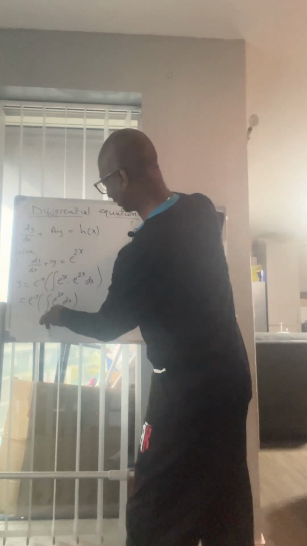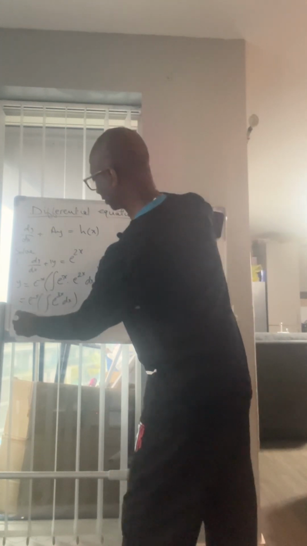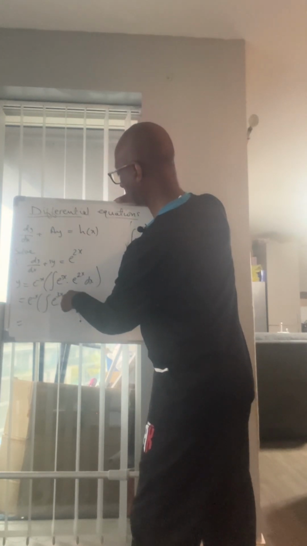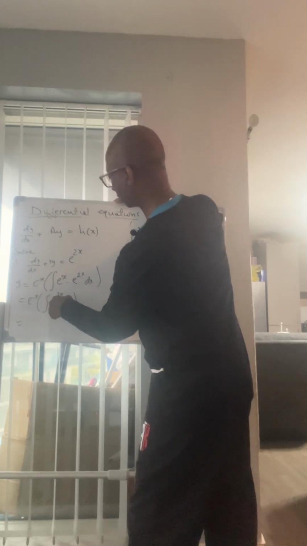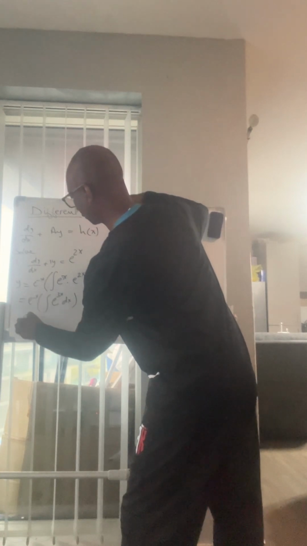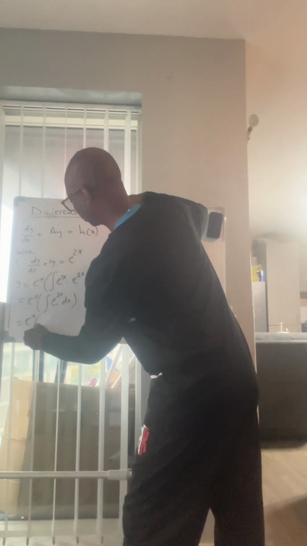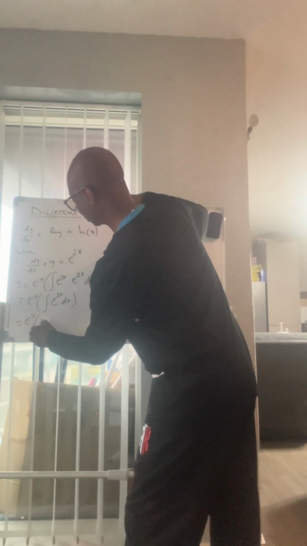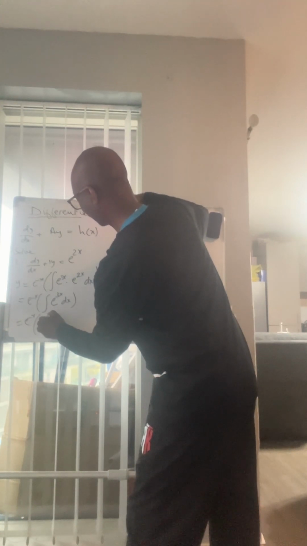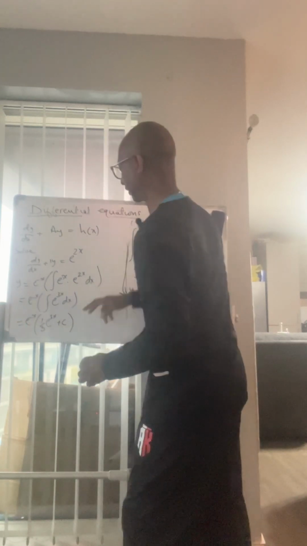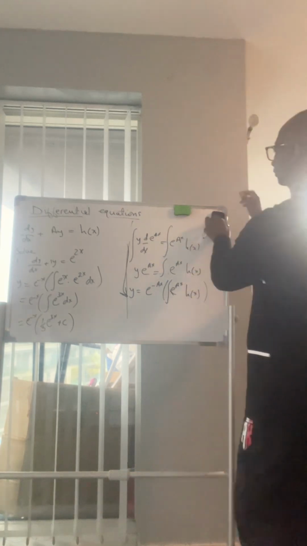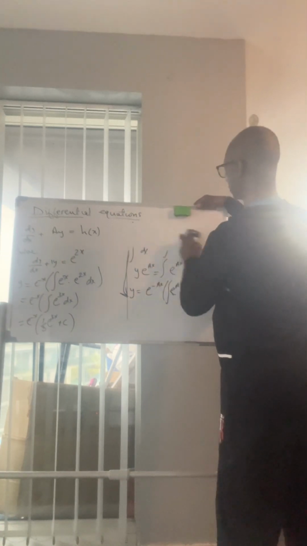So now let's integrate this integral sign. We now need to integrate this. If we integrate e raised to the power of 3x, you will get 1/3 e raised to the 3x plus c, where c is a constant because this is an indefinite integral. So c is a constant. Let me look for more space.